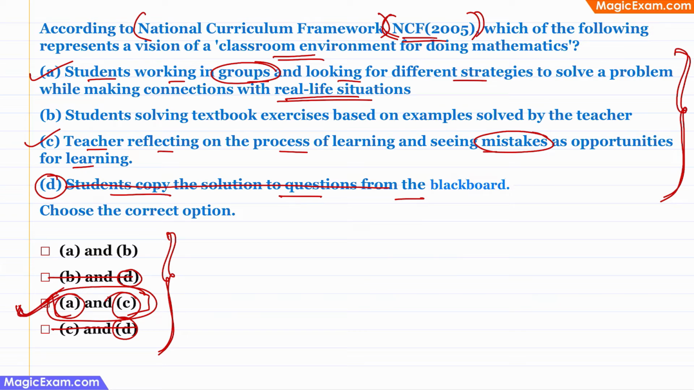Let's also look at the remaining option, that is option 2. Students solving textbook exercises based on examples solved by the teacher. Now this is more of rote memorization rather than a progressive classroom. Therefore, B is incorrect. Therefore, 3 is the best answer.